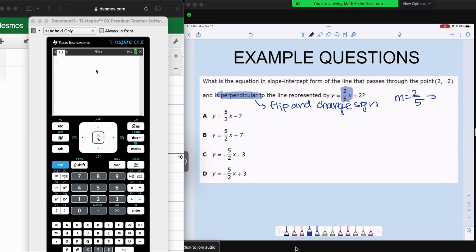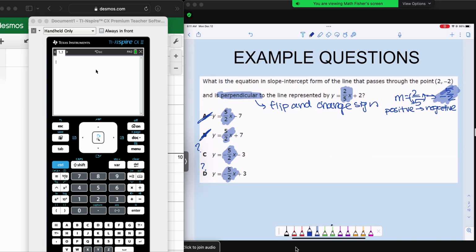If we change it, it goes from a positive to a negative. So it's negative, and then we flip it: negative 5 over 2. So we want negative 5 over 2. So we have 5 over 2? No, that's parallel. We have negative 5 over 2? That's a maybe. Then negative 5 over 2, that's a maybe.